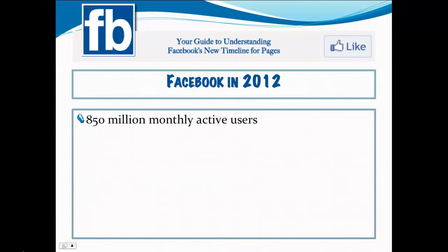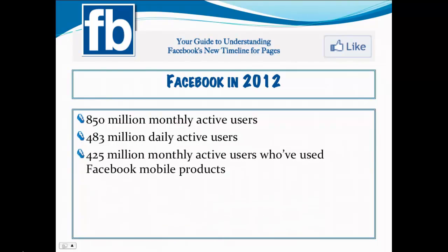Okay, Facebook in 2012 has some 850 million monthly active users. That is a huge base of people, potential customers for you and your business. And of those 850 million, 483 million are daily active users. These are people that log on to Facebook each and every day. And a large percentage of these people actually access Facebook through their mobile products. So these people are on the go and accessing Facebook with their smartphones and their iPads.